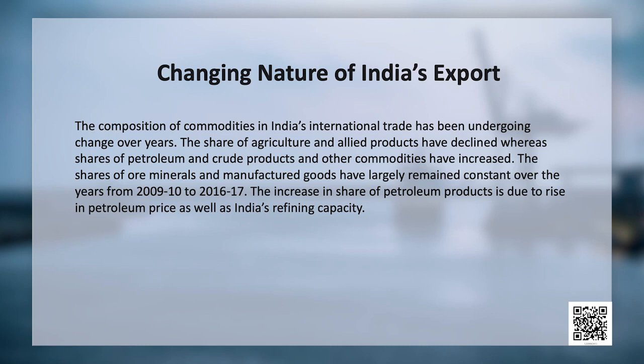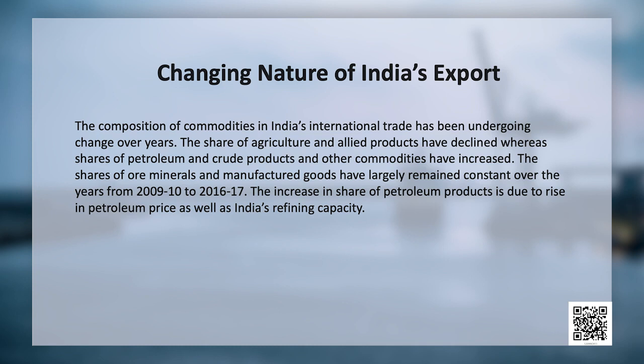Changing nature of India's exports. The composition of commodities in India's international trade has been undergoing change over the years. The share of agriculture and allied products has declined, whereas the shares of petroleum and crude products and other commodities have increased. The shares of ore, minerals and manufactured goods have largely remained constant over the years from 2009-10 to 2016-17. The increase in share of petroleum products is due to the rise in petroleum price as well as India's refining capacity.